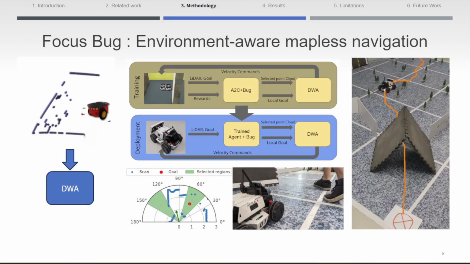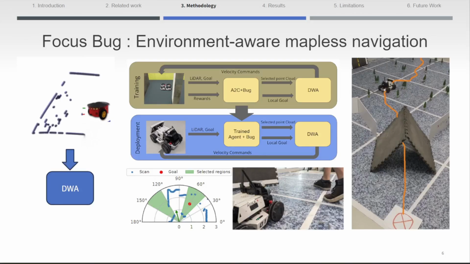We propose FocusBug, a method for environment-aware mapless navigation. Our approach trains an RL-based agent that learns to select the most critical data points for obstacle avoidance. We propose an architecture combining the dynamic window approach, the tangent bug algorithm to act as a global planner, and our agent which selects the relevant data for robust mapless navigation.